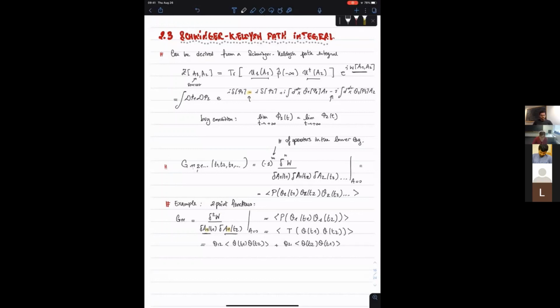And you can derive similar expressions for these correlation functions here. So you will get here the Wightman function. Here you will get this Wightman function. And here you will get the anti-time-ordered correlation function.